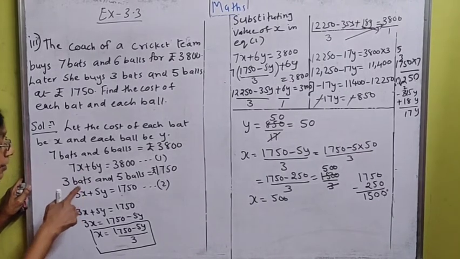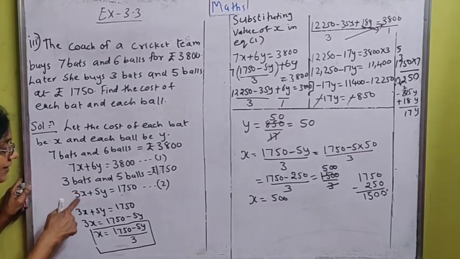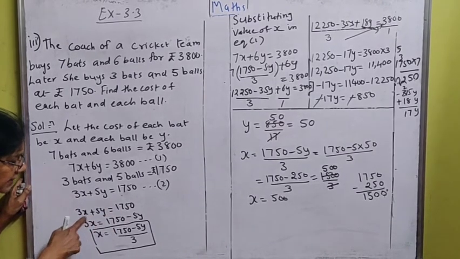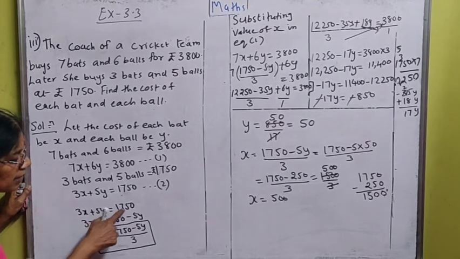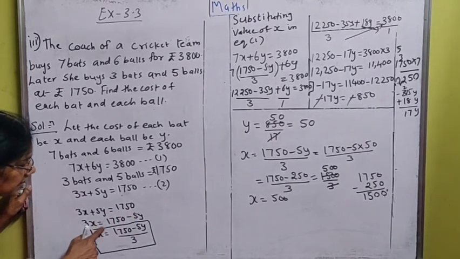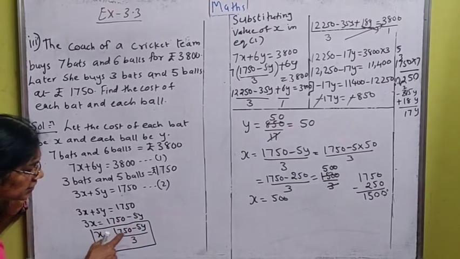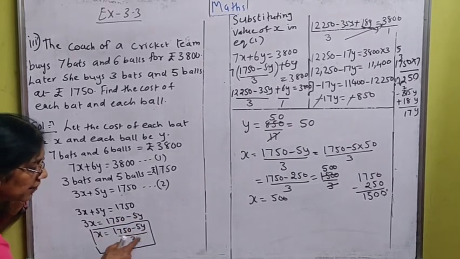3x means the coefficient of x is 3, this is less. So I will take that equation to find out the value of x. So 3x plus 5y is equal to 1,750. 3x is equal to 1,750 minus 5y. So x is equal to (1,750 minus 5y) divided by 3.